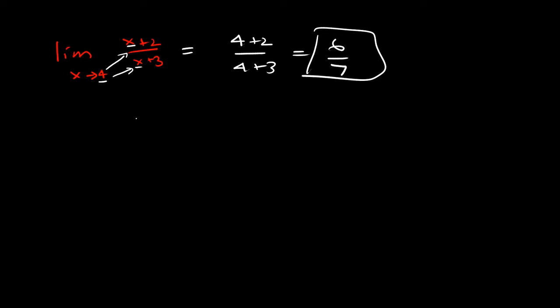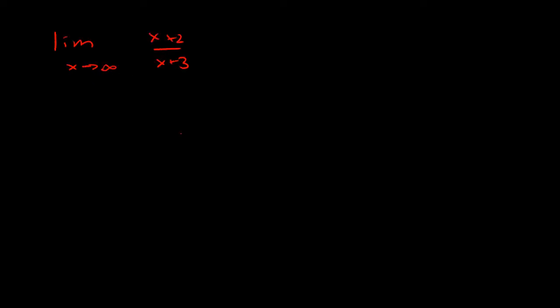This method is called direct substitution, where we directly substitute x, or the variable in our expression, with the actual limit itself, the number that x is approaching. Okay, so here we have the exact same equation, except now x is approaching infinity. Now we'll use direct substitution again. We should get infinity plus 2 over infinity plus 3.